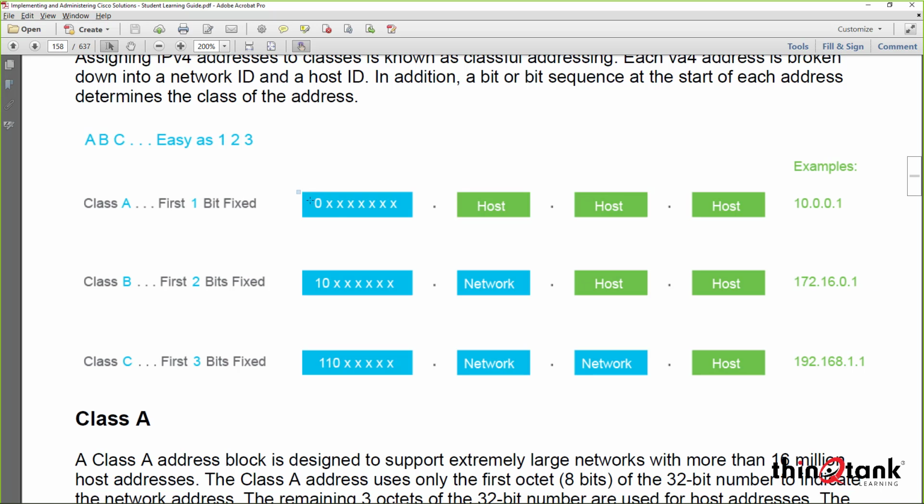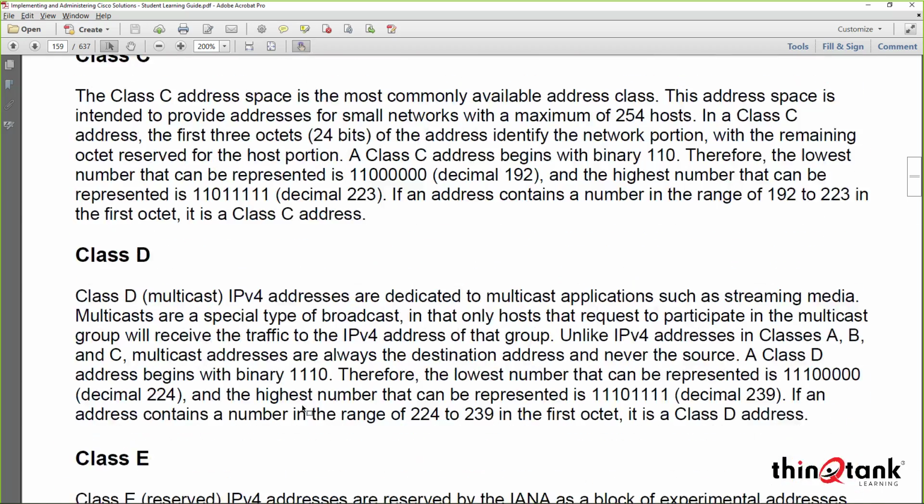Because this bit is fixed at 0, that includes 0 to 127. Because these 2 bits are fixed at 10, that includes 128 to 191. And because these first 3 bits are fixed at 110, that's 192 to 223, and so on. All right?